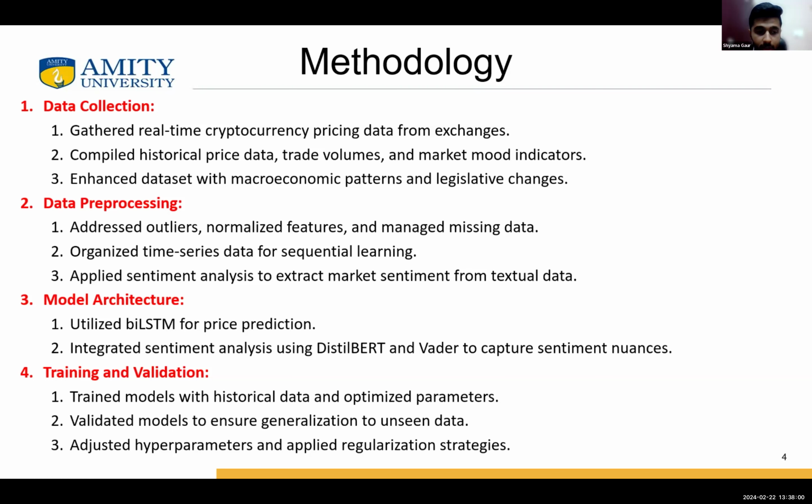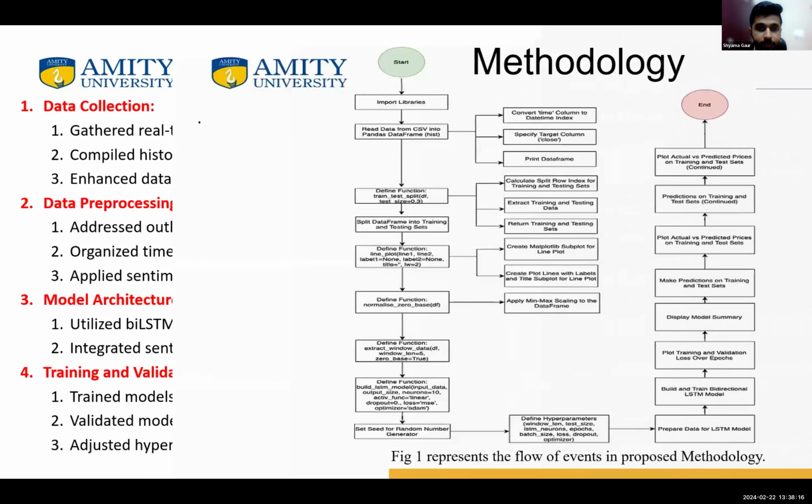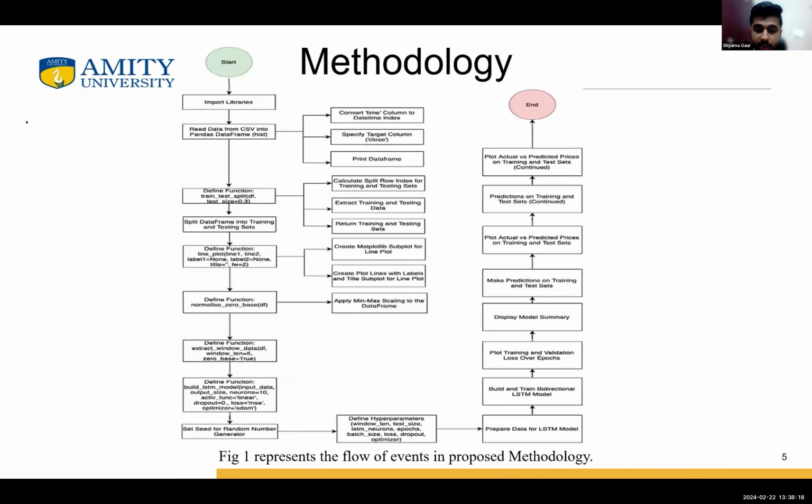The fourth major step was training and validation. We trained the model with historical data and optimized various parameters. We also adjusted various hyperparameters to adjust the model learning rate. This slide represents the coding flow of the methodology that I proposed in the previous slide.